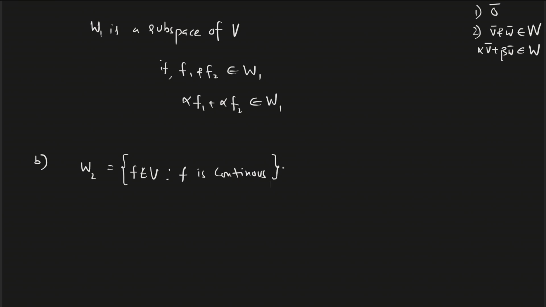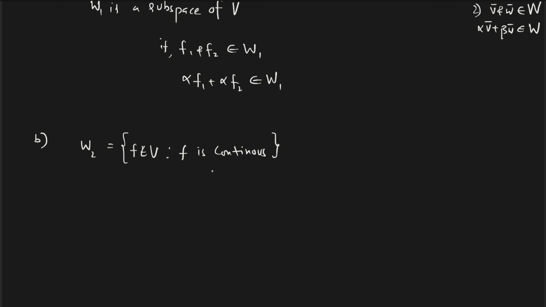Okay. So again we need to prove this linear combination property. We know that a linear combination of two continuous functions is also continuous, right? So for example, if two continuous functions f1 and f2 belong to W2, then their linear combination alpha times f1 plus beta times f2 also belongs to the subspace W2. These are trivial things because if you take a linear combination of any two continuous functions, it will be continuous only, right?